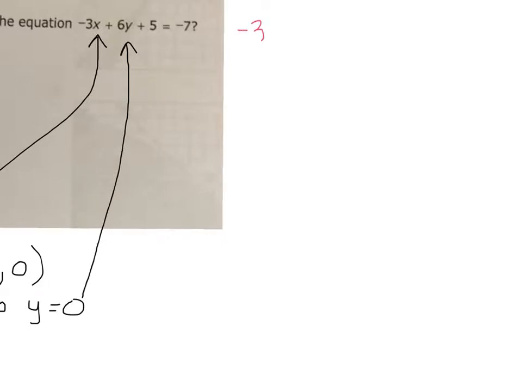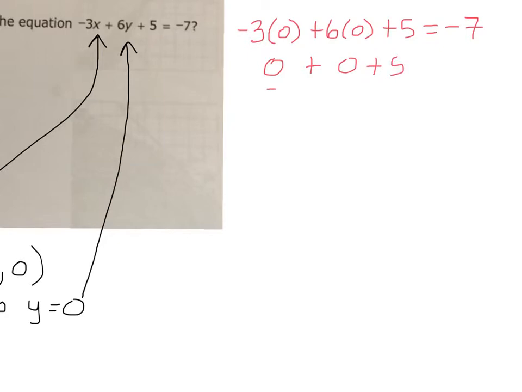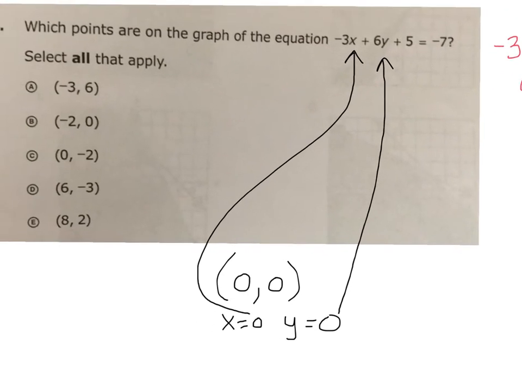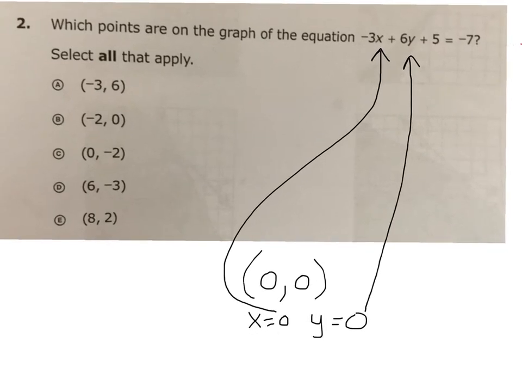So I've got negative 3 times 0 plus 6 times 0 plus 5 has to equal negative 7. Well, what's negative 3 times 0? 0. And what's 6 times 0? 0. Plus 5. So all this has to equal negative 7. Well, what's 0 plus 0 plus 5? 5. Does 5 equal negative 7? Negative. It does not. That's why I put a line through the equal sign. And so 0, 0 is not a point on the graph. And so that's how you do all of them. You'd have to do all 5 of them that way. Right? So let's do that.